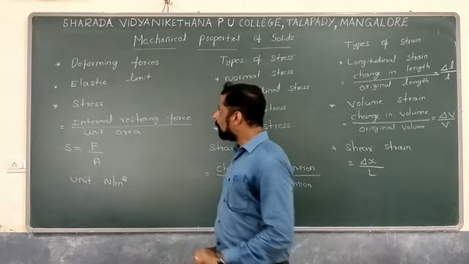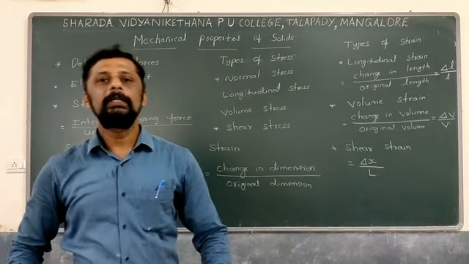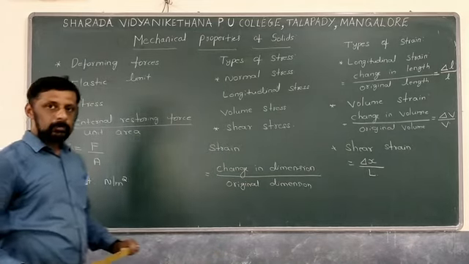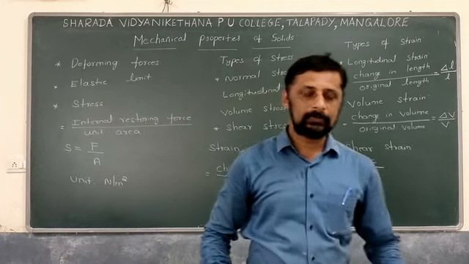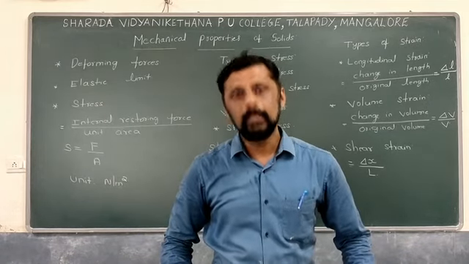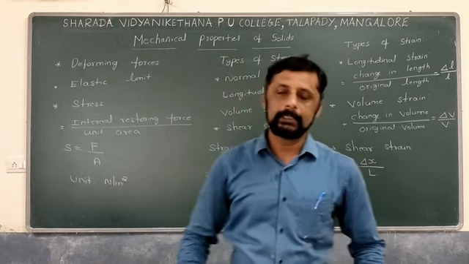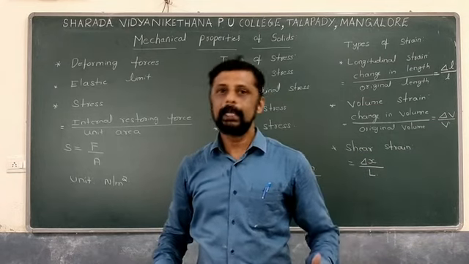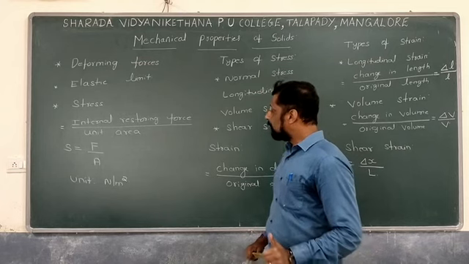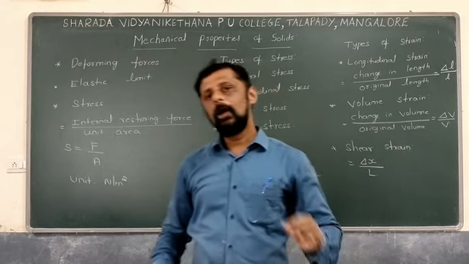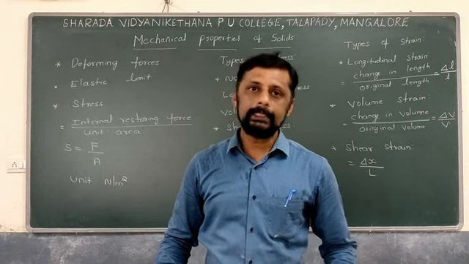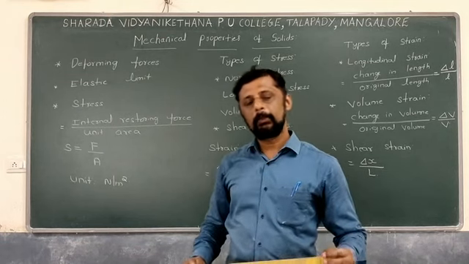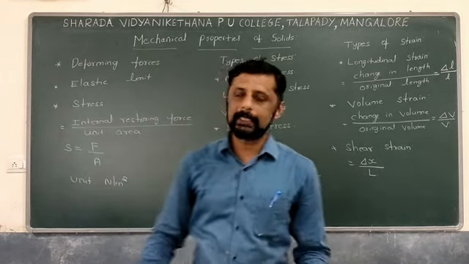Okay students, deforming forces. The forces which tend to change the shape of the body are called as deforming forces. So when the deforming forces are applied, there will be a change in shape and size of the body, and when the deforming forces are removed, the body will regain its original shape and size. That property is nothing but elasticity, and the materials which are exhibiting this property are called as elastic bodies. So if the deforming forces are continuously acting on a body, then after a certain limit, the body may not regain its original shape and size. That limit is called as elastic limit. So after that, the body will not regain its original shape and size.